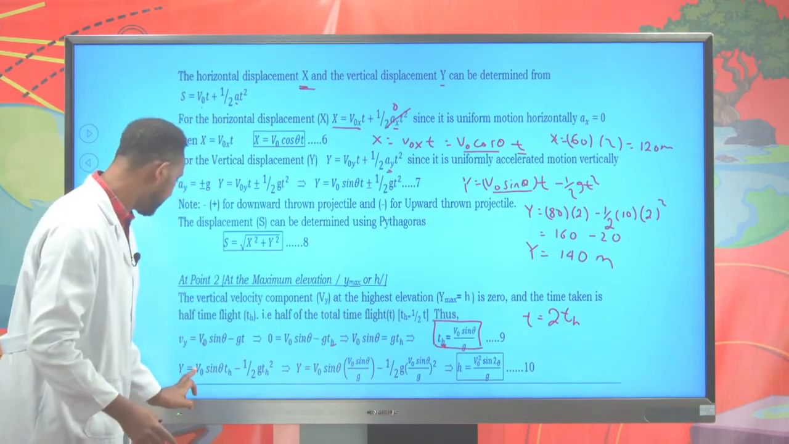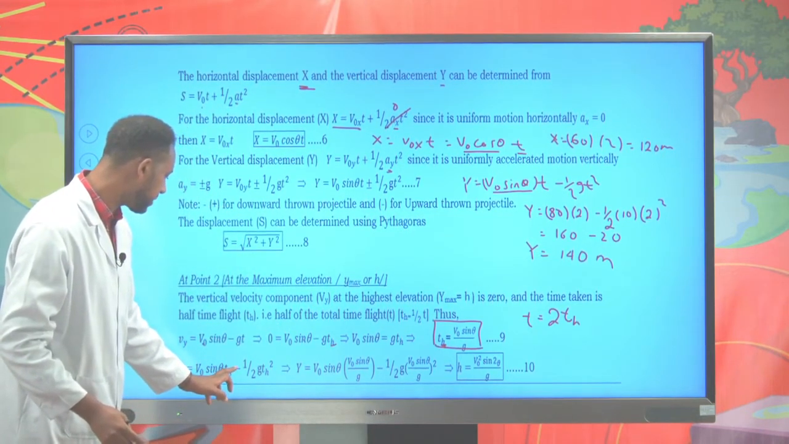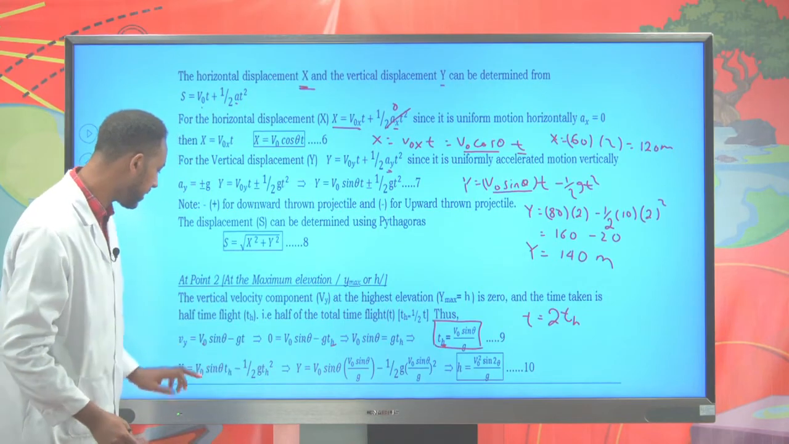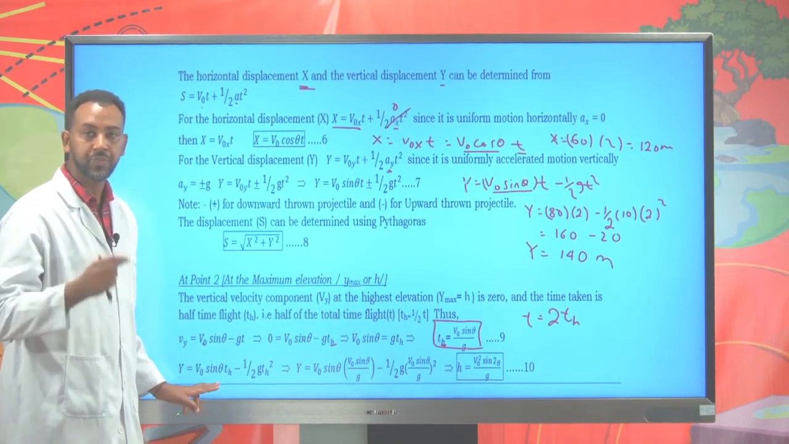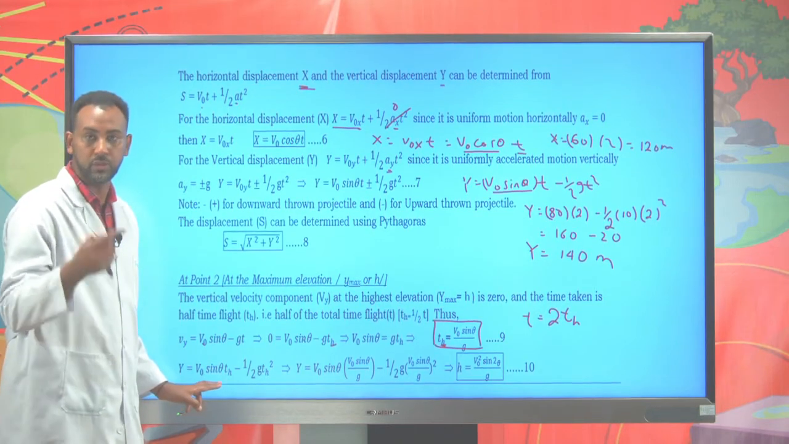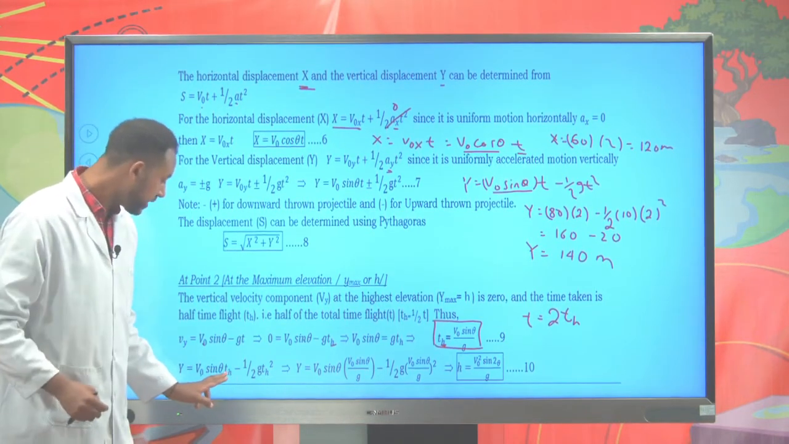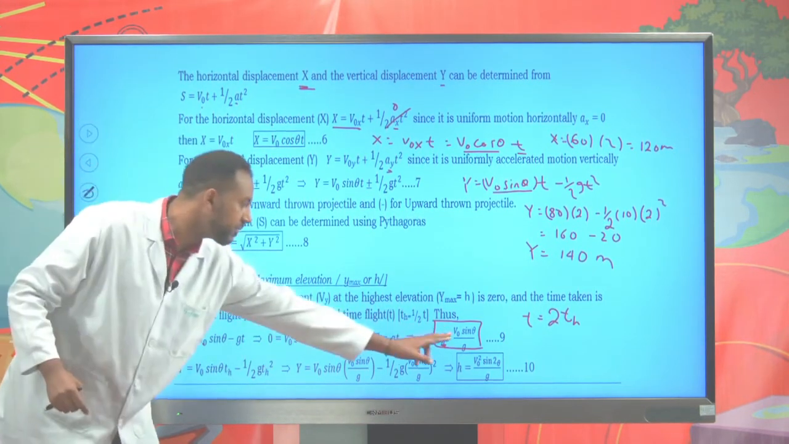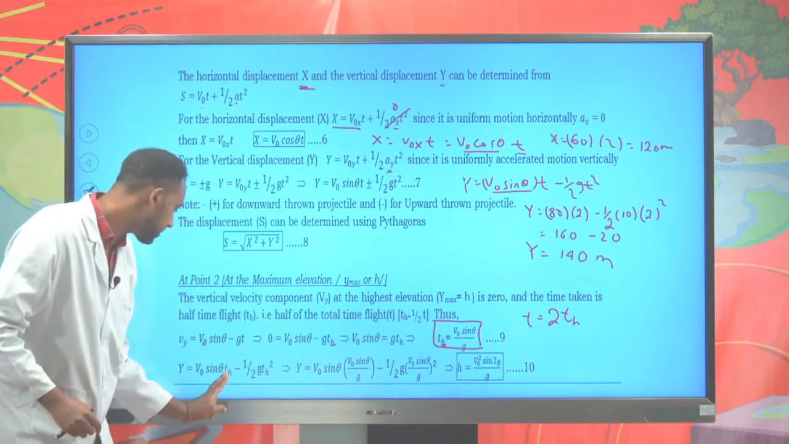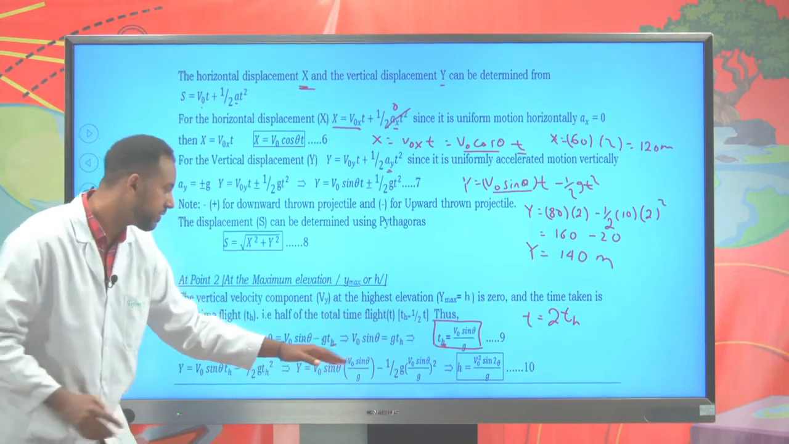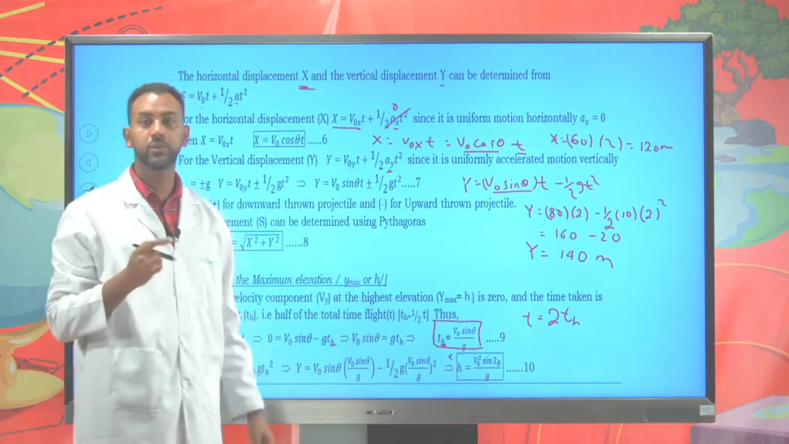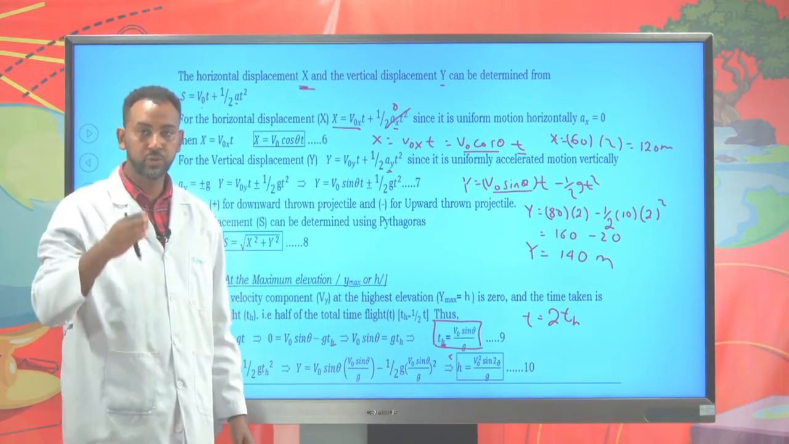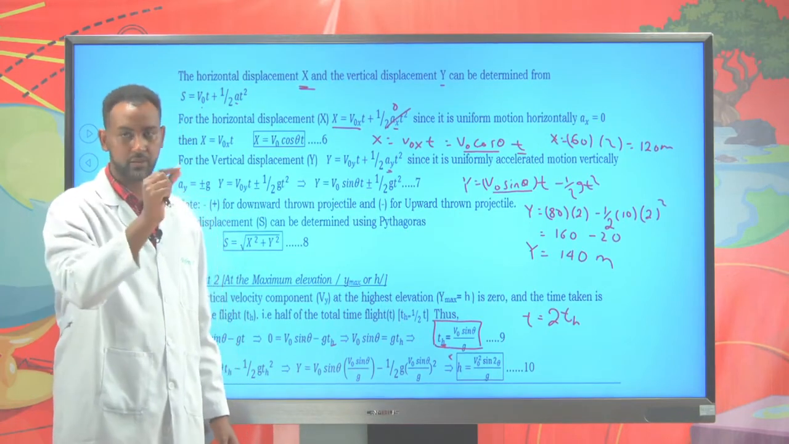So v naught sine theta times t minus half times g t squared is the way we determine the vertical component or the vertical height. But instead of time t, we can use the half-time of flight. If you substitute here and here, you can find this equation. And this equation is very helpful to determine the maximum possible height for a projectile.